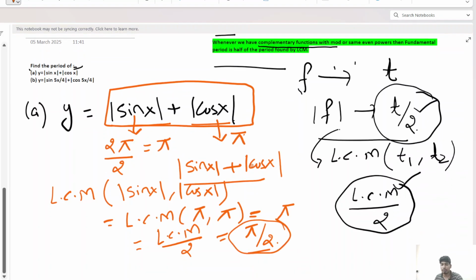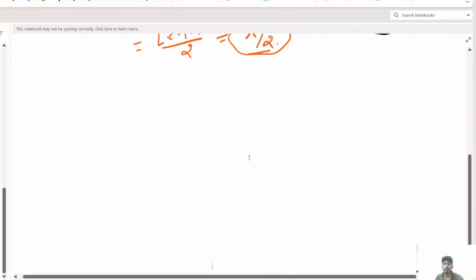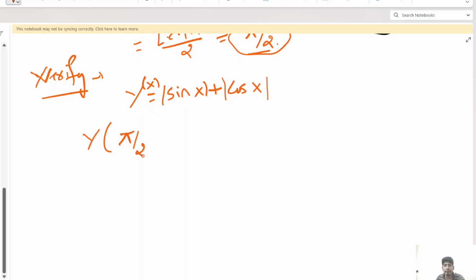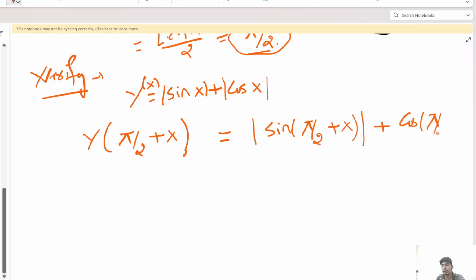If you can verify, easily verify, because y is what? Sin x plus cos x, with mod, mod x, mod x. This is y of x. If I choose pi by 2 plus x, then this function is sin of pi by 2 plus x plus cos of pi by 2 plus x.